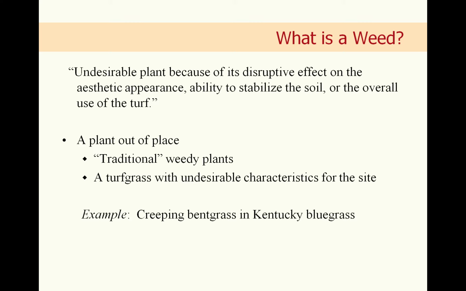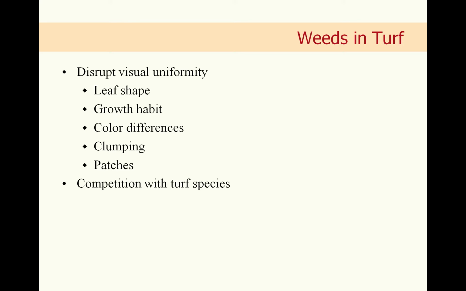This could be not only a traditional weed species such as dandelion or clover, but also a turfgrass species that is in an area that it is not supposed to be in. The primary problem caused by weeds in turf is quite obvious. They disrupt visual uniformity of the turf. In turfs that are used for unique functions, such as golf greens or athletic fields, weeds can disrupt play.